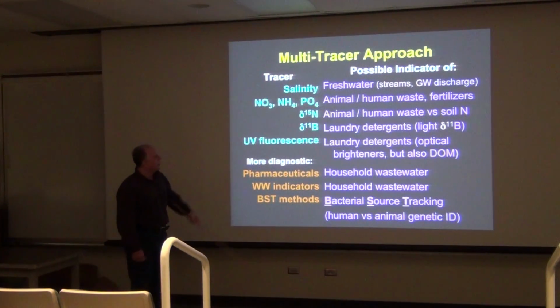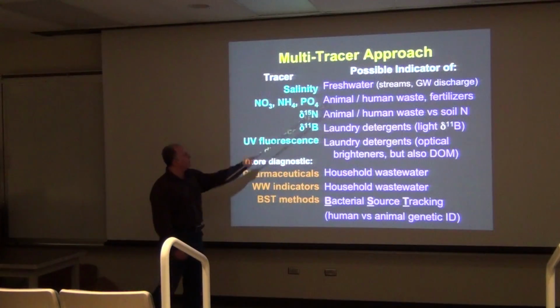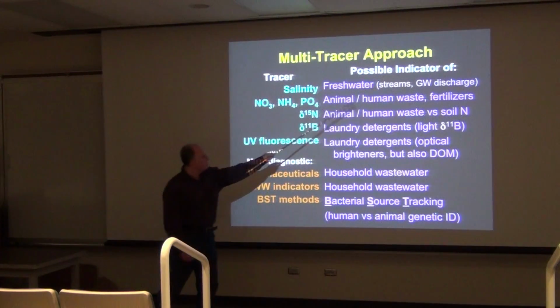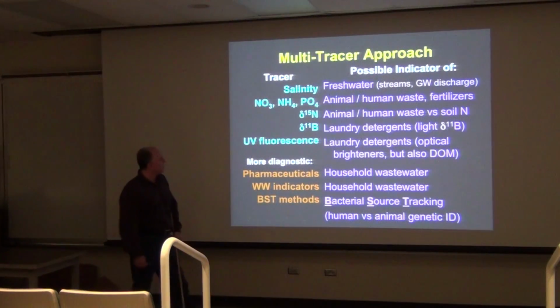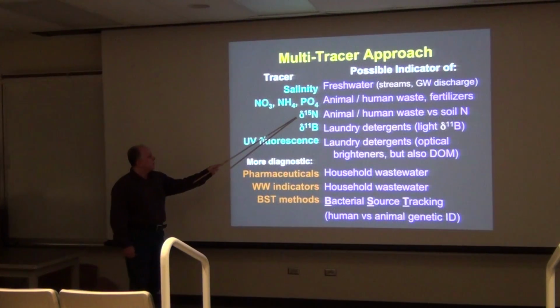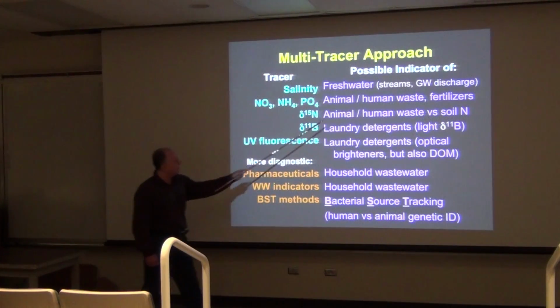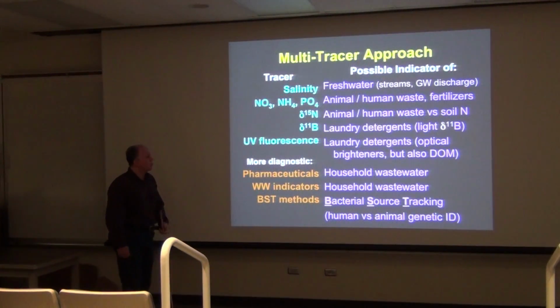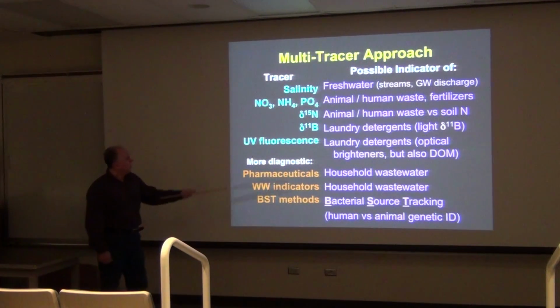Salinity is a fundamental measure, and that'll give you a measure of fresh water versus seawater. Several simple nutrients: nitrate, ammonium, orthophosphate. These can indicate human or animal waste, but also fertilizers. Nitrogen isotopes, stable isotopes of nitrogen, can start to discriminate between waste sources and soil nitrogen or fertilizer nitrogen.